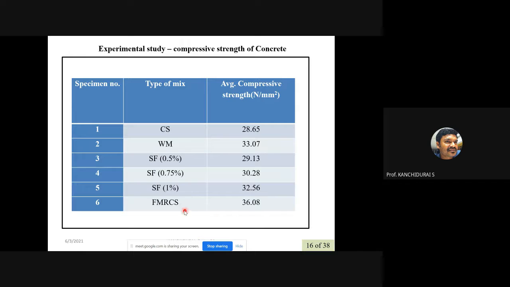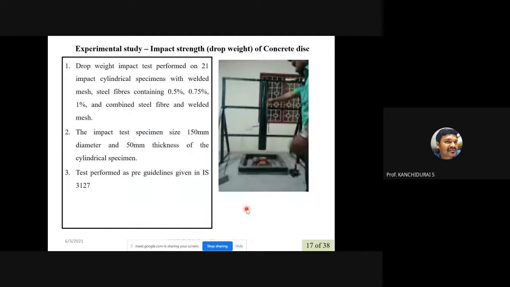megapascal. And similarly, welded wire mesh and steel fiber at 1%, added in the fiber and mesh reinforced concrete specimen, achieved the highest value, 36.08. We have not gone beyond 1%, because the weight of the material gets higher. Hence, we have restricted steel fiber addition to 1%.